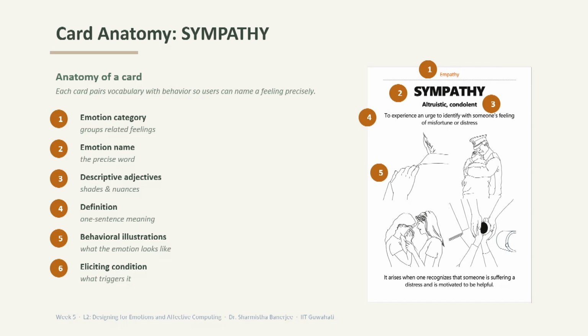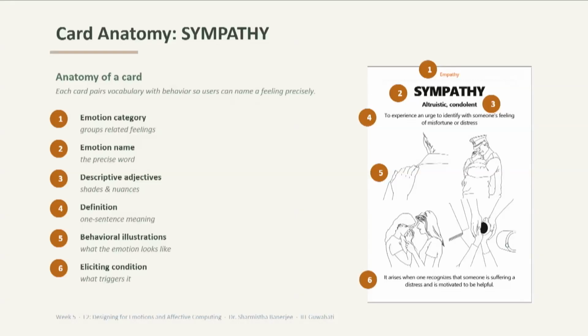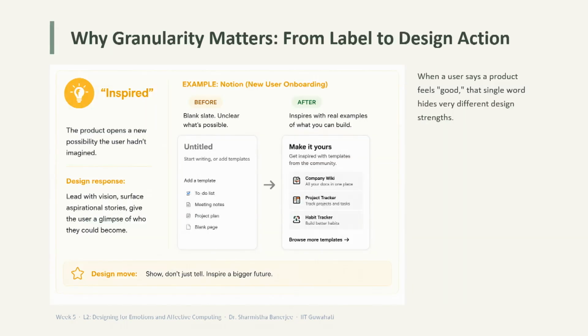Then comes certain behavioral illustrations to explain this concept visually, so that it can be used more effectively while both designing as well as while trying to do user research. Then the final one is the eliciting condition. What triggers this emotion? So, it arises when one recognizes that someone is suffering a distress and is motivated to be helpful. So, why this granularity matters?